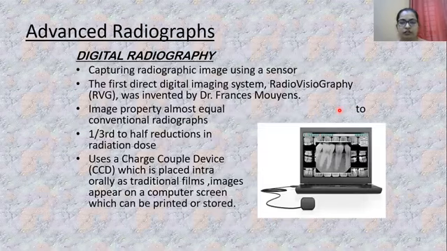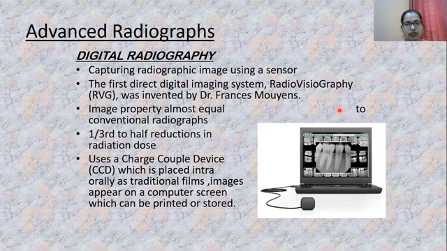In advanced radiographs, we moved on from conventional to advanced, where we started using digital radiography, in which we use a sensor that is kept inside the oral cavity, and we take the X-ray and put that sensor on the monitor, which gives the X-ray, and then we can change the contrast. The advantage of this is that we can change the contrast and focus at a particular point, and also the radiation dose is reduced to 1/3.